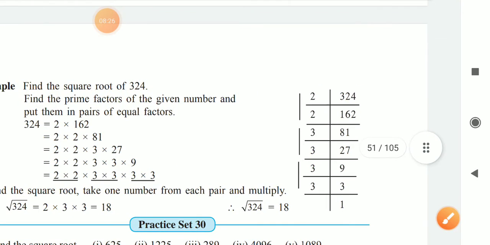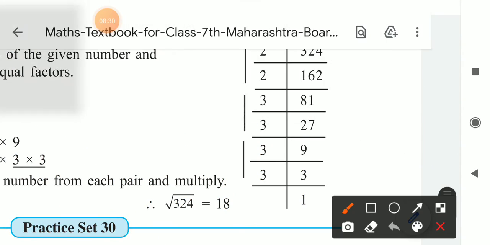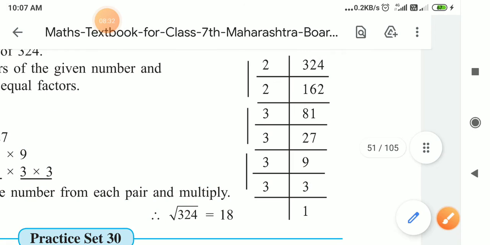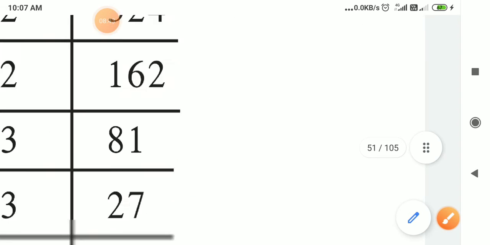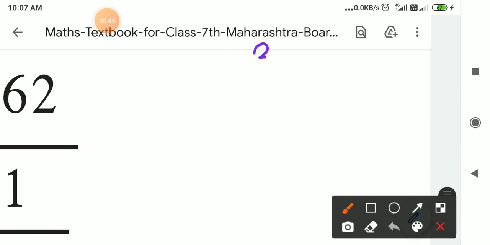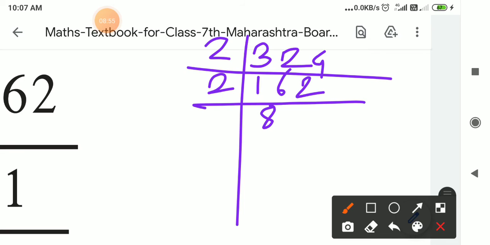Here it is 324. Its factors are shown here. 2 ones are 2. 3 minus 2 is equal to 1. 2 6s are 12. 2 2s are 4. Again this number is divisible by 2. 324. So here 2 ones are 2, 1 remains. 2 6s are 12. 2 2s are 4. Again take 2 here. 2 8s are 16. 2 ones are 2.